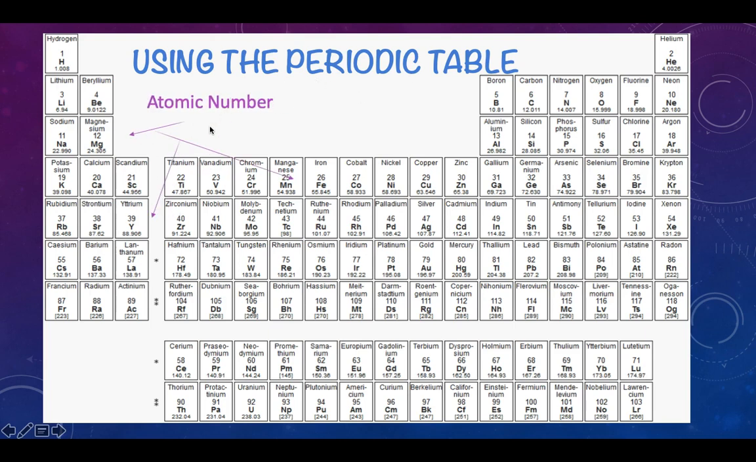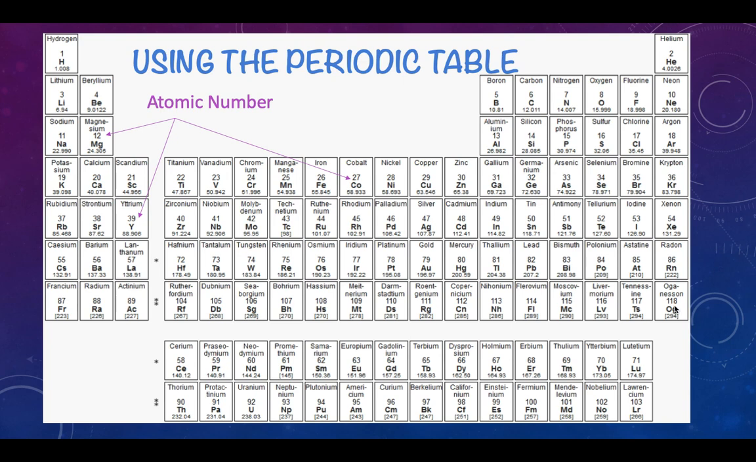I want you to know that the atomic number is that whole number, the one that goes in order, 37, 38, 39, 40, 41, all the way to 118. That is the atomic number. And remember, that's the number of protons in an atom, and it's what defines the element.